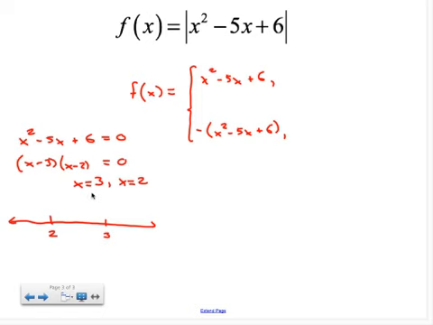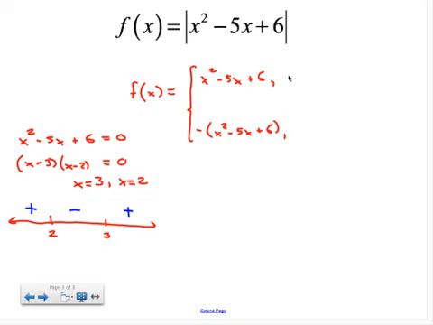So if we use 0, for example, we'll get a negative times a negative. It's a positive. If we use 2.5, we'll get a negative times a positive, which is a negative. And if we use 10, we'll get a positive times a positive, which is a positive. So what does this mean for us? Okay, when is my expression inside the bars, the absolute value, positive? Well, from negative infinity to 2 and from 3 to infinity.